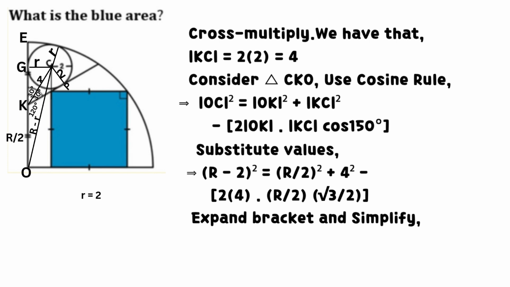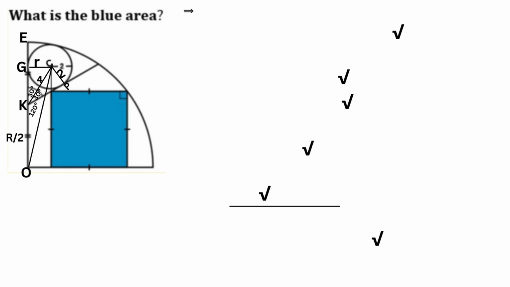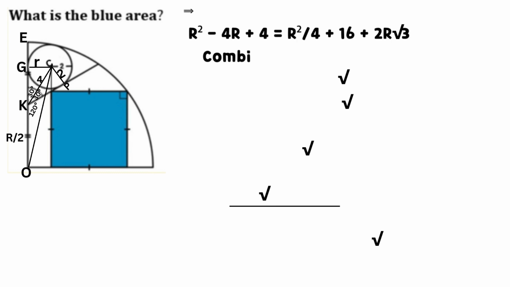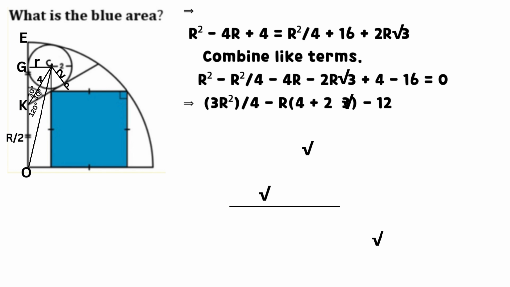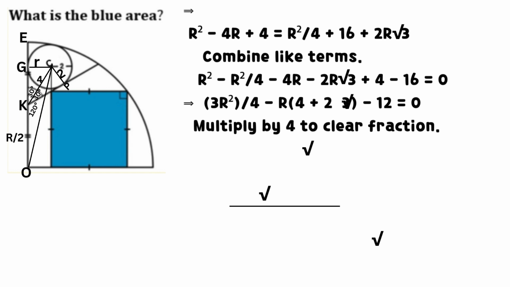Expand bracket and simplify. This implies that the square of R minus 4 times R plus 4 equals 1/4 of the square of R plus 16 plus 2 times R multiplied by the square root of 3. Combine like terms and simplify. We have that 1/4 of 3 times the square of R minus the product of R and the sum of 4 and 2 times the square root of 3 minus 12 equals 0.